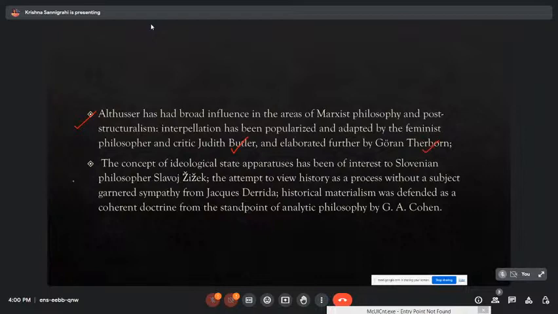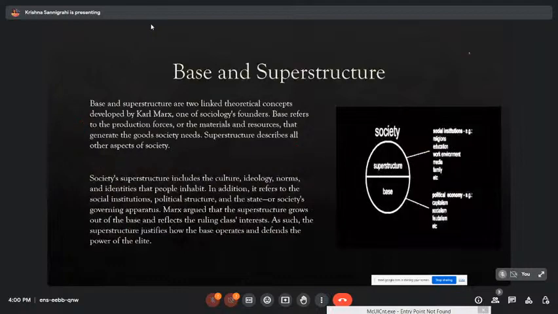The concept of ideological state apparatuses has been of interest to the Slovenian philosopher Slavoj Zizek. The attempt to view history as a process without a subject garnered sympathy from Jacques Derrida. Historical materialism was defended as a coherent doctrine from the standpoint of analytical philosophy by G. A. Cohen. Now we will be understanding the concept of base and superstructure.